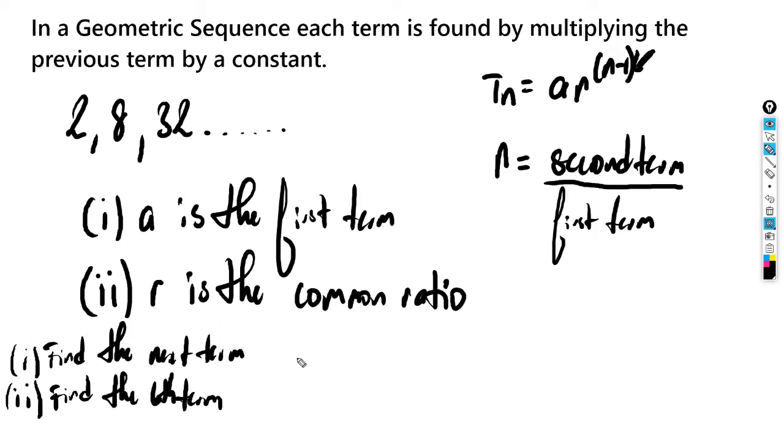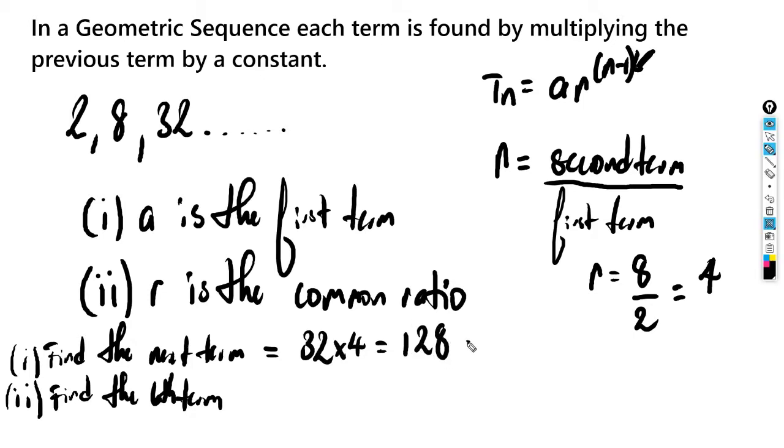To find the next term, the first thing we need to do is find r. So r would be equal to the second term divided by the first, which is 8 divided by 2, which is 4. So obviously this is being multiplied by a constant, which is 4. So 2 times 4 gives you 8, 4 times 8 gives you 32, and so on. So all we have to do to find the next term is 32 times 4, which would be 128. So easy.